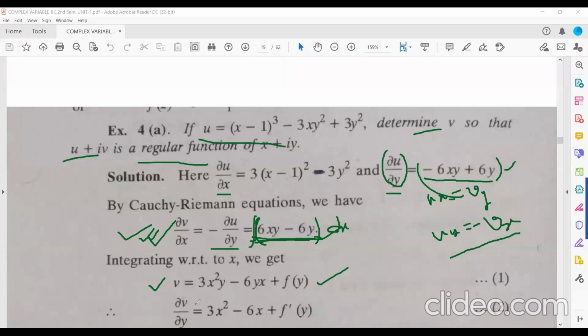So del v by del y: this is 3x square y. 3 is constant, x is constant, differentiation of y is 1, so this will be 3x square. Then for this part, 6 is constant, x is constant, differentiation of y is 1, so minus 6x. Now this is not a constant, because this is a function of y. This time you are differentiating with respect to y, so this will be f dash of y. This cannot be 0 here, because this is a function of y and you are differentiating with respect to y.